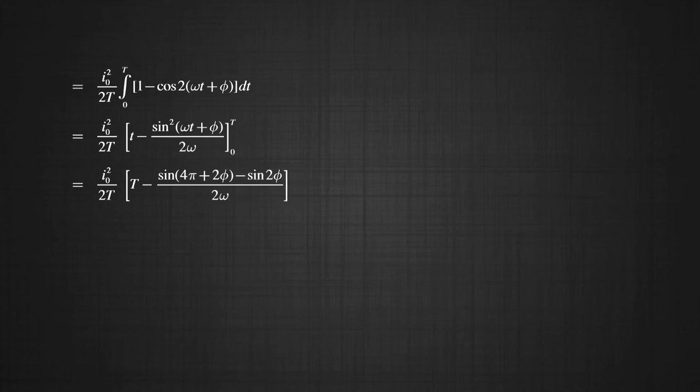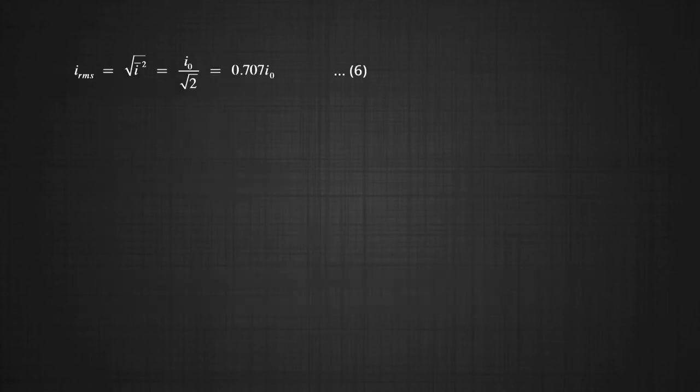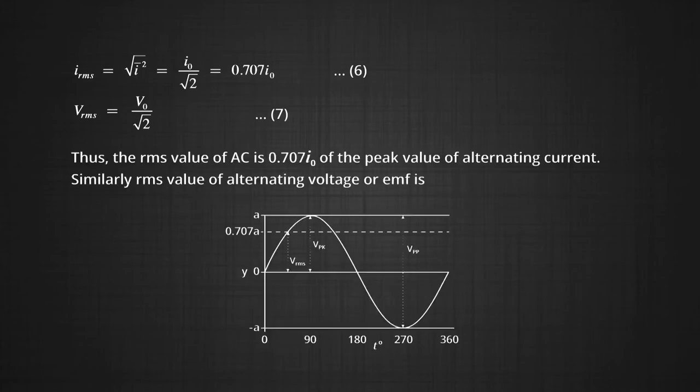The difference of the sine terms is 0, so this whole factor will be 0. So, we have the mean of I square equal to I naught square divided by 2. So, I RMS is equal to the root of the mean of I square, which is equal to I naught divided by under root 2, which is equal to 0.707 of I naught. Similarly, we have V RMS equal to V naught divided by under root 2, the same value. This is known as the square root of mean square current, which is called root mean square current or RMS current, or we can say RMS voltage.